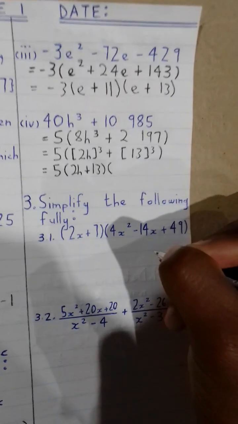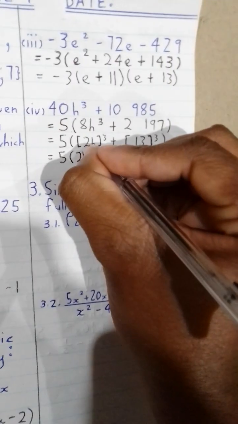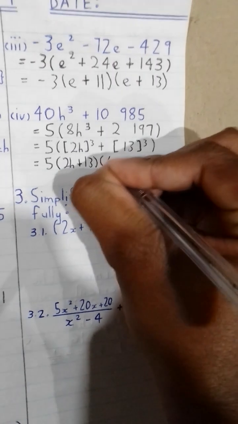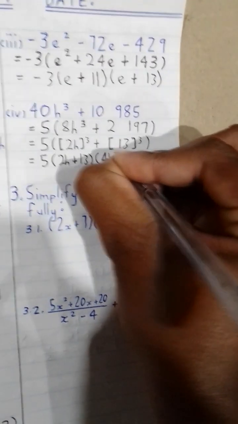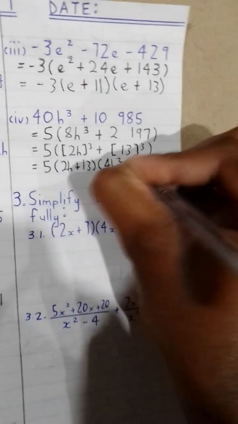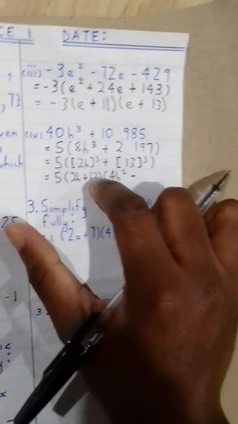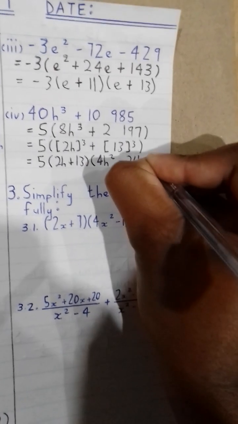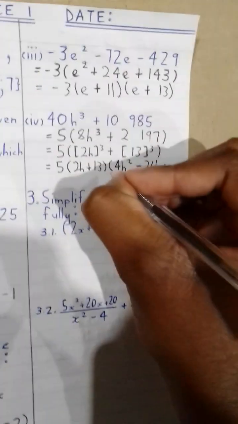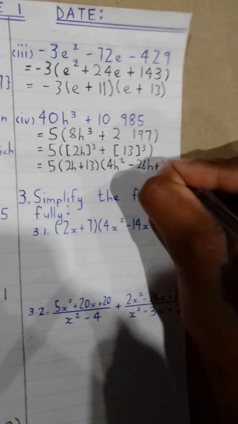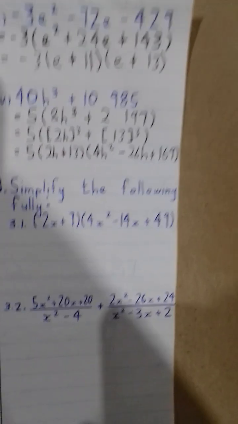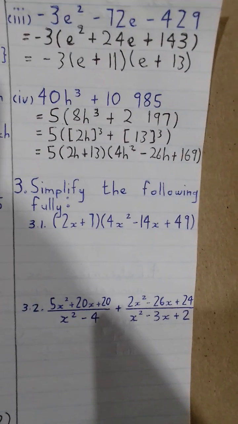Now, second bracket, you're going to square this. So 2h squared is 4h squared. Because it's plus here, it's going to be minus. Then you multiply them. 2h times 13 is 26h. Then plus 13 squared is 169. I hope that makes sense.